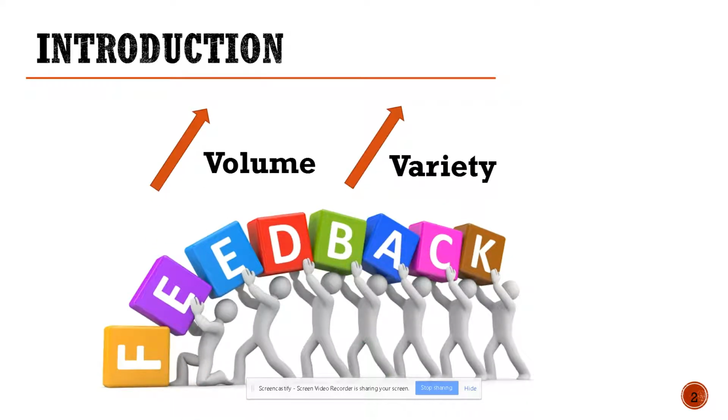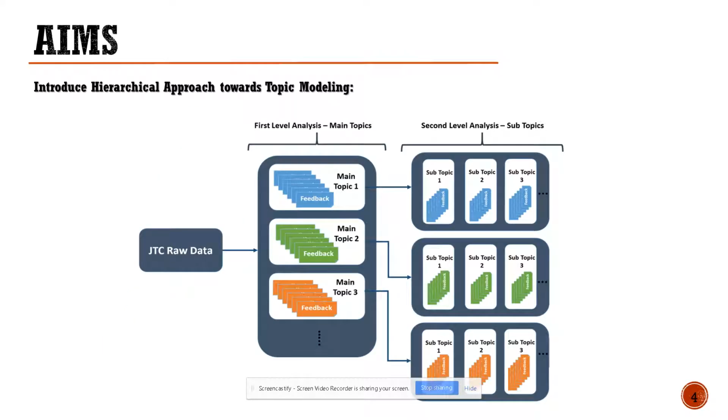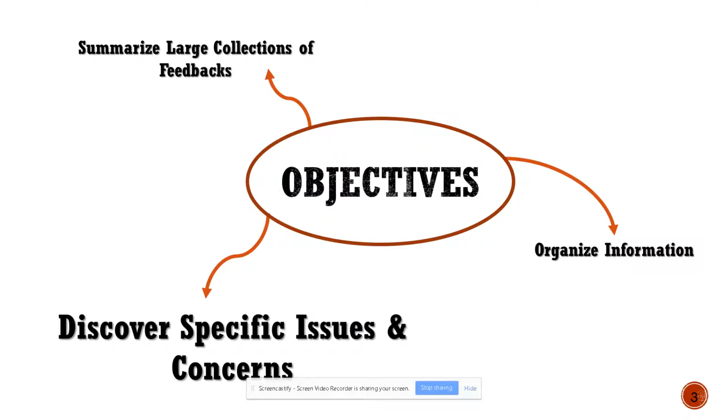With more and more companies resorting to user feedback systems to retain their customers, the amount and variety of user feedback increases. As a result, I would like to introduce to you a hierarchical approach towards topic modeling that provides two levels of analysis: the first level on main topics and the second level on subtopics. With that, we would be able to summarize large collections of feedback, organize information, and discover specific issues and concerns, which allows companies to make swift mitigation.